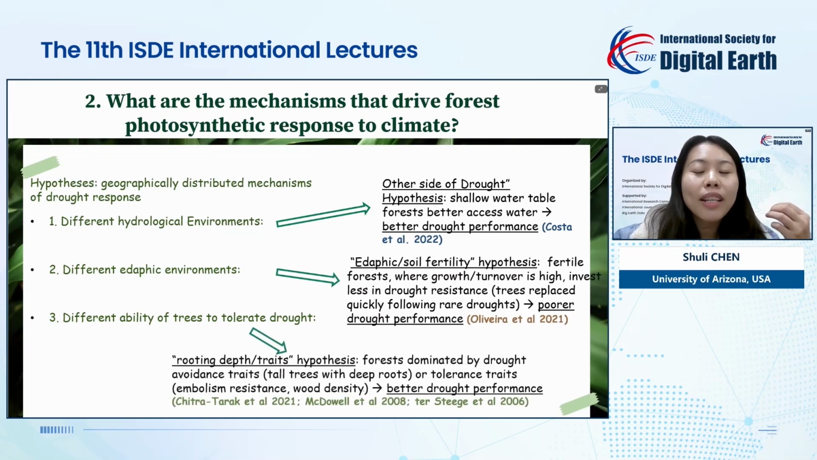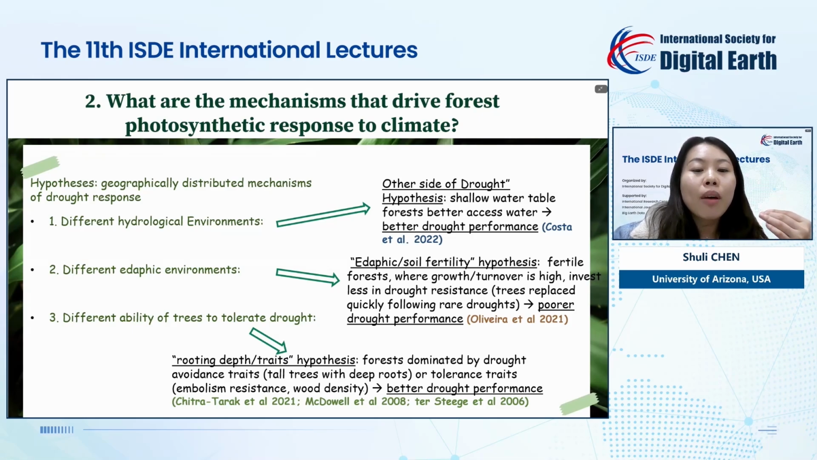hypothesis and the trait hypothesis. For example, the soil fertility hypothesis states that forests in fertile soils tend to have high growth and turnover rates. They tend to invest less in drought resistance because they grow fast, and they invest less in drought-resistant traits to adapt to drought. In this case, they will show poorer drought performance during the drought.